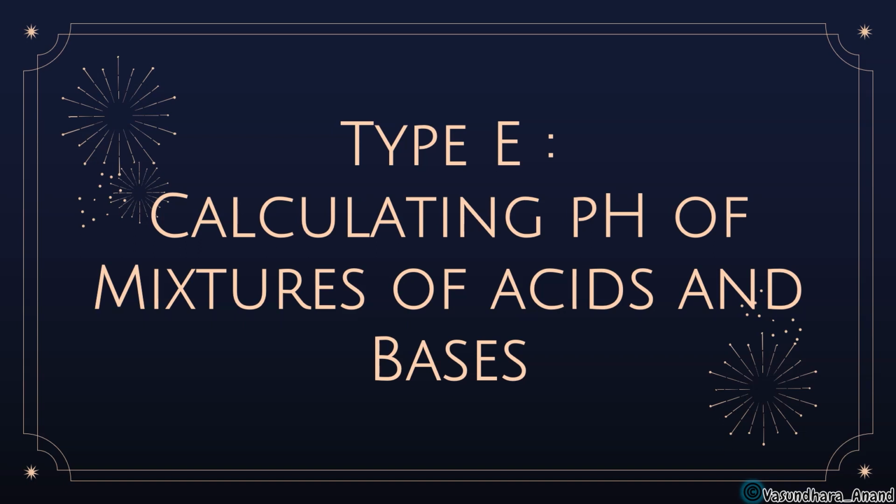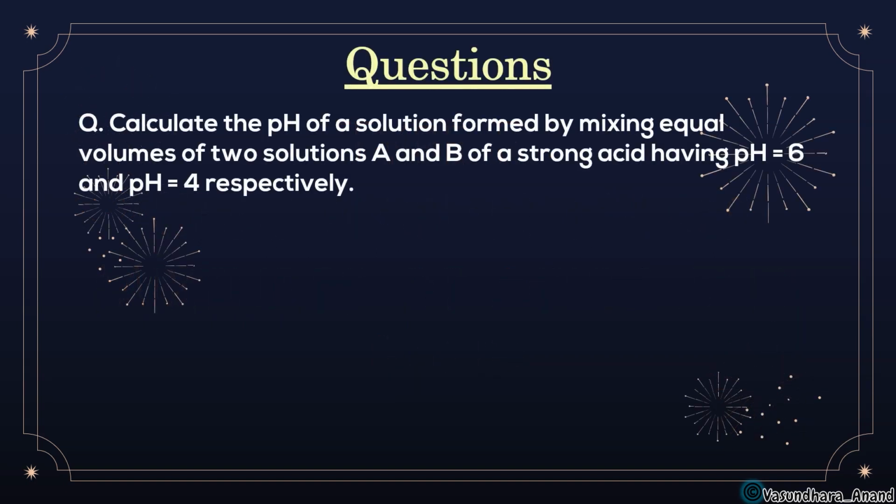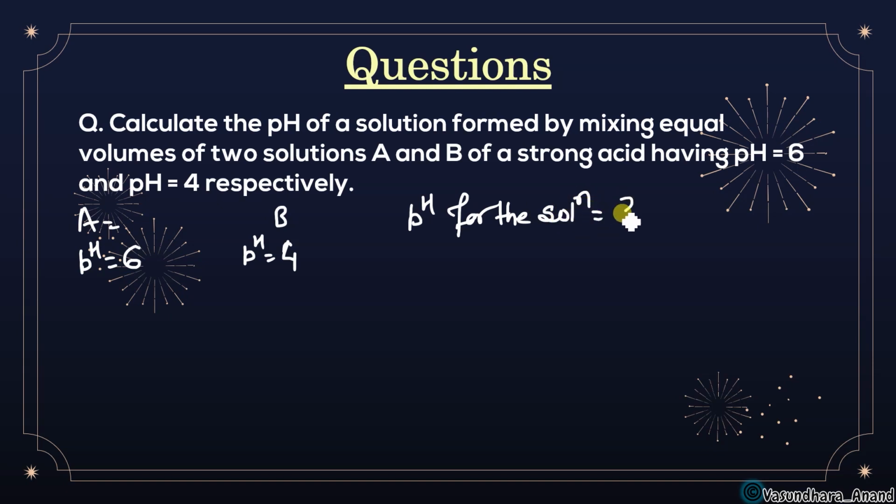So how will you do it? So here is the first question, that calculate the pH of solution formed by mixing equal volume of two solutions A and B, strong acid having pH is equal to 6 and pH is equal to 4. So A is having pH 6 and B is having pH 4. So you have to find the pH for the solution. When these are mixed, then how it will be.